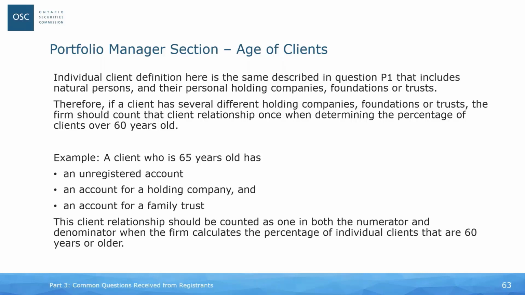To illustrate an example, suppose the firm has an individual client who is 65 years old. The client has an unregistered account, an account for a holding company, and an account for a family trust. The client relationship should be counted as one in both the numerator and the denominator when the firm calculates the percentage.